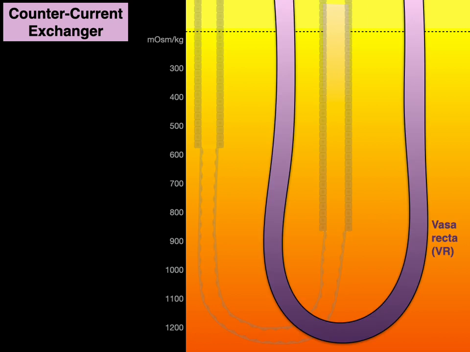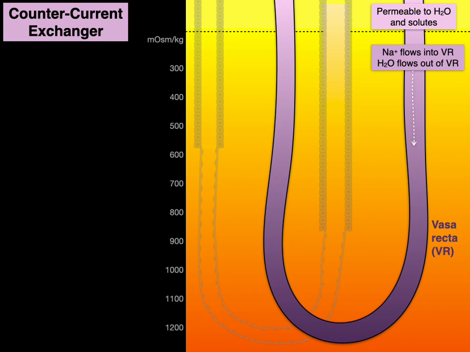It's got blood in it, or plasma, and as with all capillaries, it's permeable to water and solutes like sodium. So as sodium flows into the vasa recta and water flows out of the vasa recta, as the plasma descends, sodium goes from high concentration interstitium to low concentration into the blood, and then water flows out to where the increasing saltiness is. And we see this process.